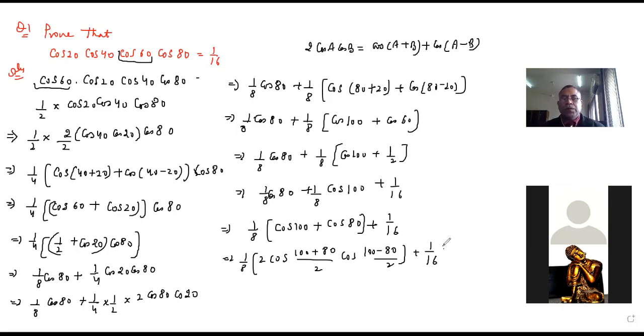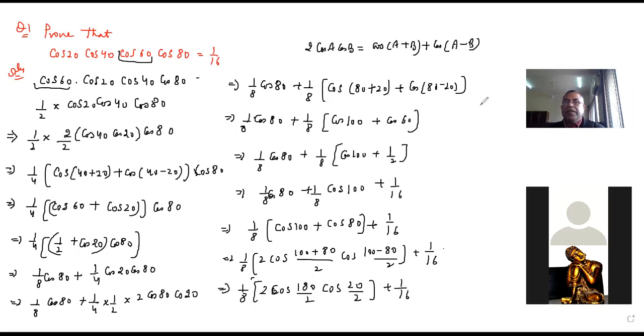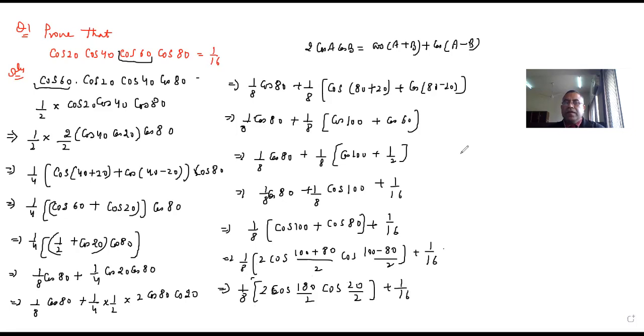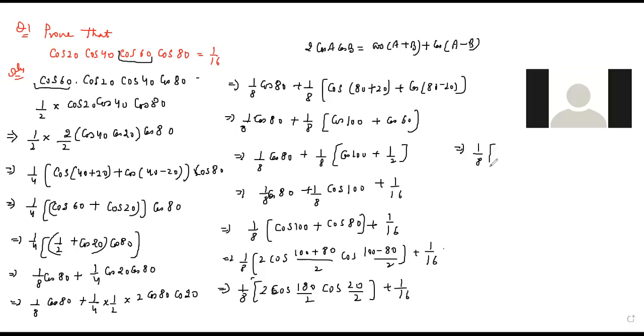So which implies 1 by 8. This is 2 cos 180 divided by 2, cos 20 divided by 2, plus 1 by 16, which implies, I hope this is clear to everyone. Yes. It is just simple simplification.